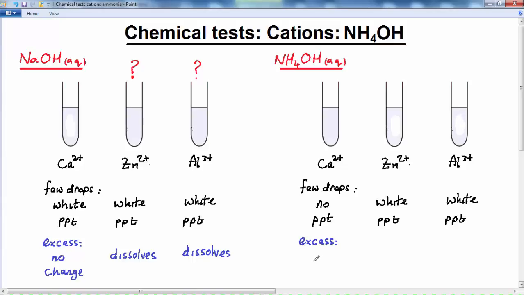On adding excess, well, there's still no precipitate with the calcium ion, but with the zinc ion, the precipitate redissolves again. Whereas with the aluminium ion, the precipitate remains unchanged on adding excess, so there's no change. So using the ammonia solution, we can distinguish between the aluminium and the zinc ions.